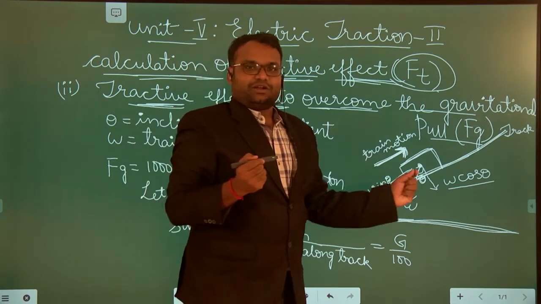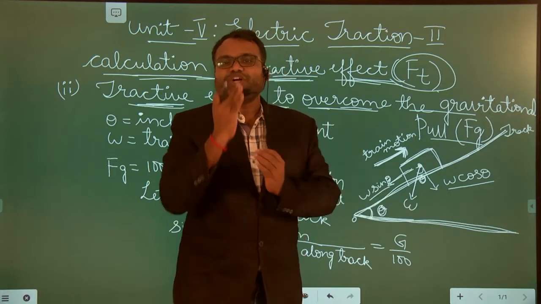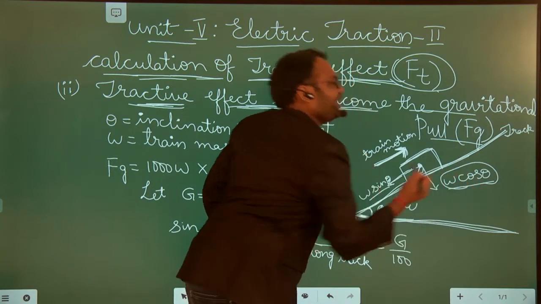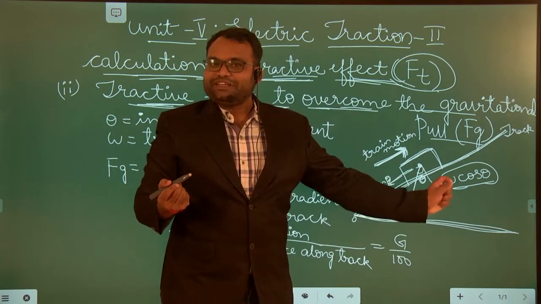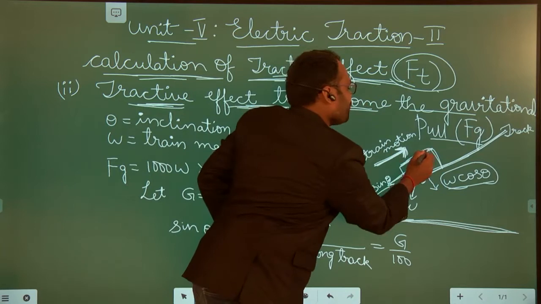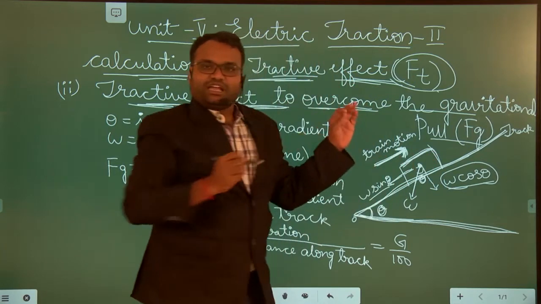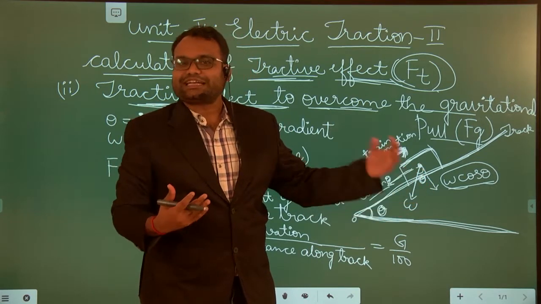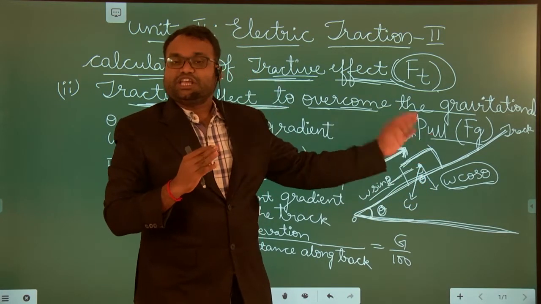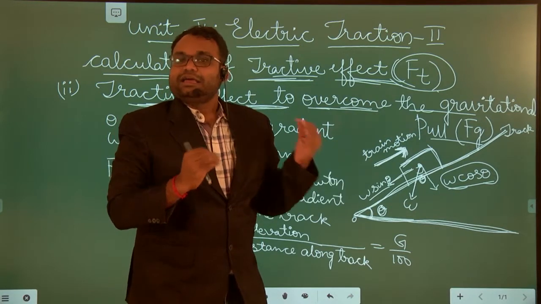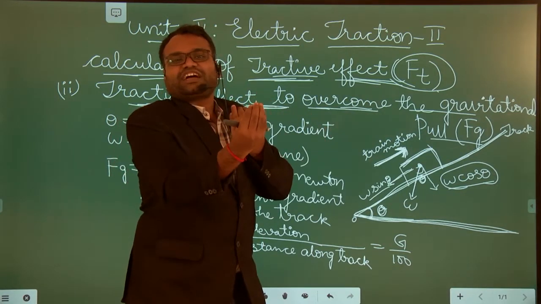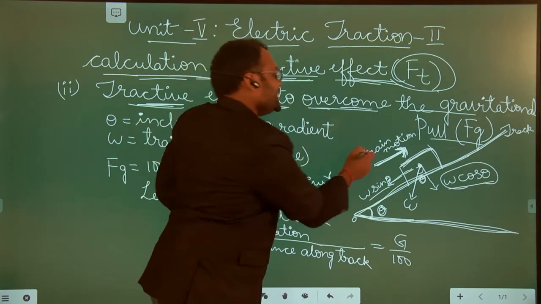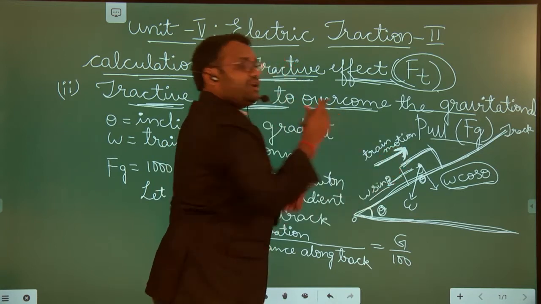If you see that the W cos theta component is perpendicular to the motion of the train, the cos theta component is acting perpendicular to the train motion. And W sin theta is acting in the opposite direction to the train motion.